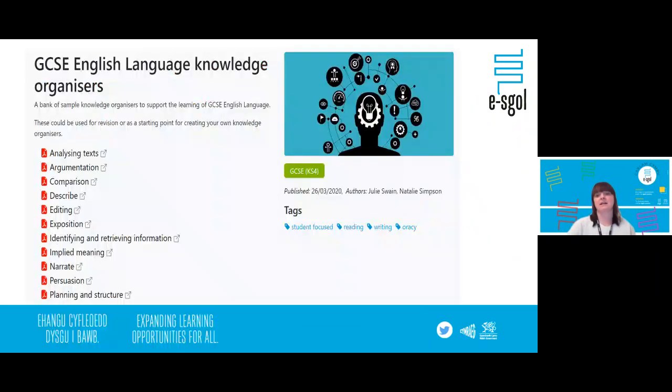The next slide is just reminding you, as I mentioned, of the knowledge organisers. There is this bank of knowledge organisers that will definitely support the learning of GCSE English language. There's a list there that's not all of them, it just continues down the page. So please use the resources that are available to you by the WJEC that have been put together for your benefit.